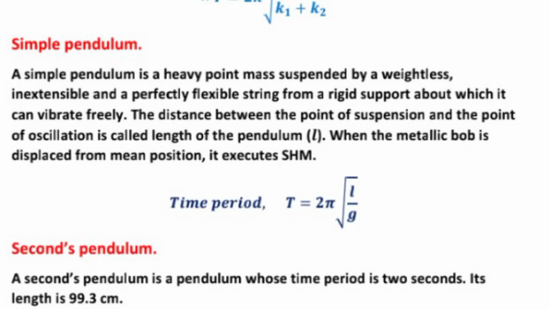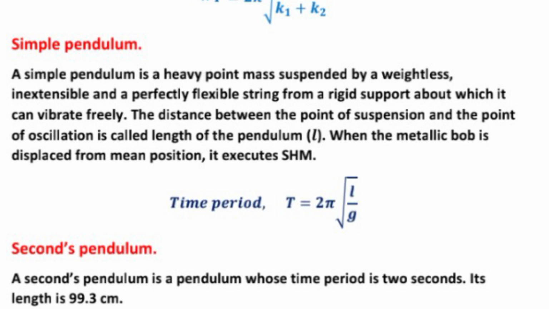Simple pendulum. What is a simple pendulum? A simple pendulum is a heavy point mass suspended by a weightless, inextensible, and perfectly flexible string from a rigid support about which it can vibrate freely. The distance between the point of suspension and the point of oscillation is called the length of the pendulum L. When the metallic bob is displaced from mean position, it executes simple harmonic motion, and the time period T = 2π√(L/g).